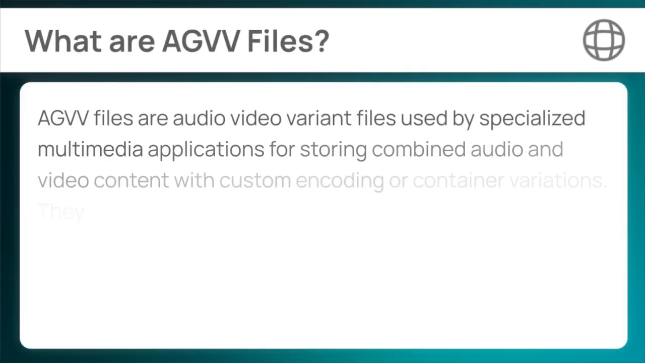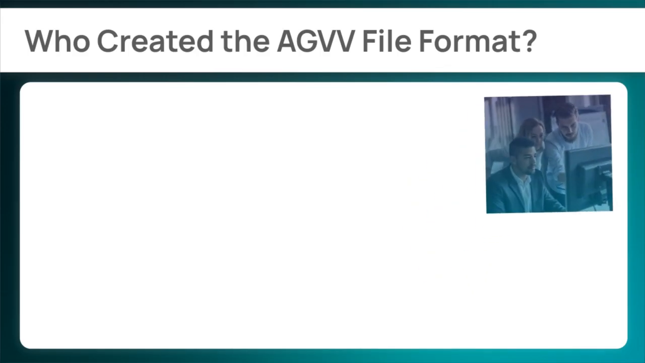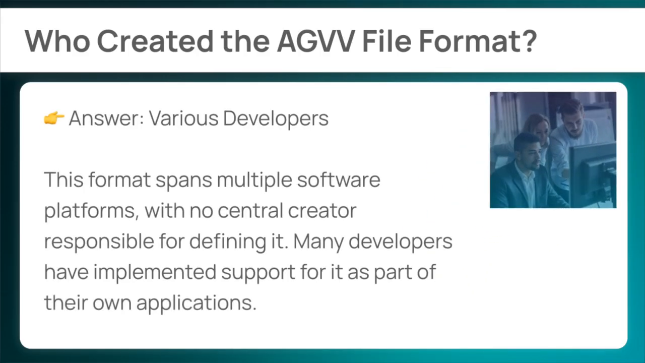AGVV files are audio-video variant files used by specialized multimedia applications for storing combined audio and video content with custom encoding or container variations. They contain multimedia data with proprietary encoding choices used in specific industries or applications requiring custom audio-video integration beyond standard formats.